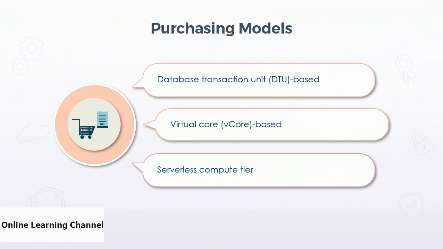And there's a serverless compute tier. In this tier, resources are shared, but the resources you use will elastically grow and shrink on usage, so you'll only pay per second on what you use. This can be great if you have unpredictable throughput.